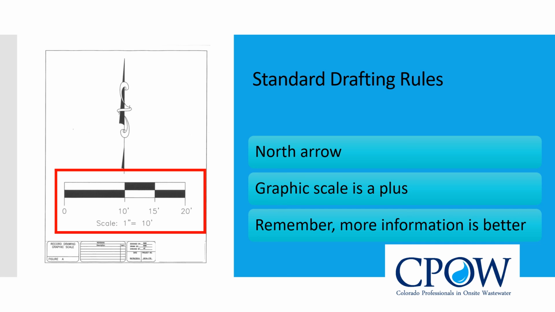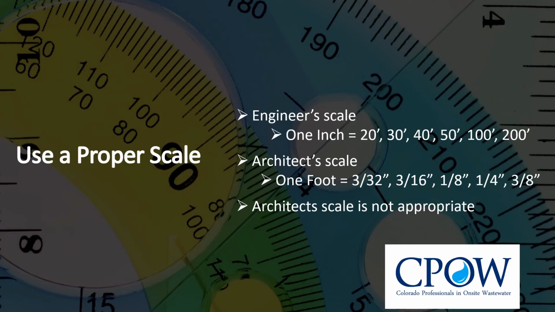The graphic scale tells what the scale of the drawing is and allows the viewer to verify the scale should the drawing be reduced or enlarged. Again, the graphic scale allows for verification and accuracy of the scale and thus the drawing. The more information provided, the better. Using a proper scale is very important in the record drawing to ensure legibility and clarity.